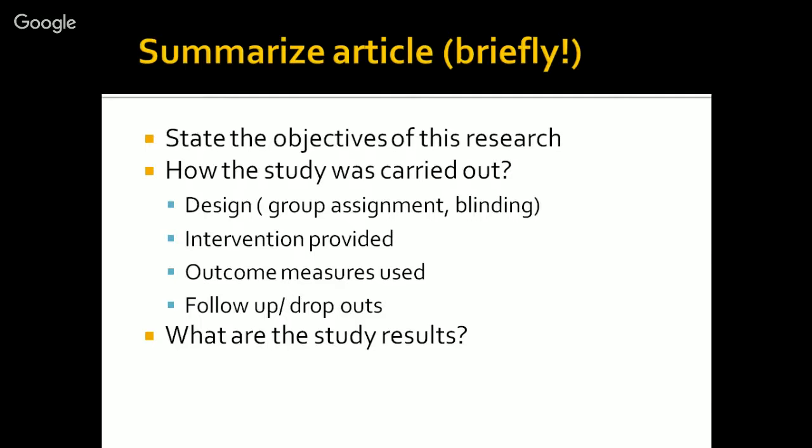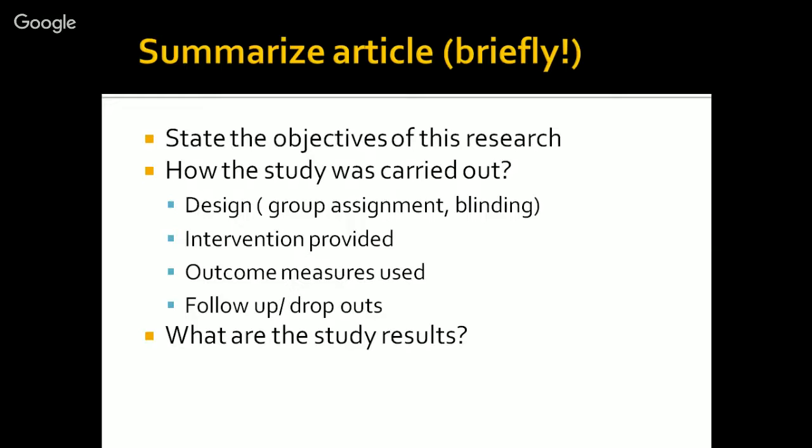Then the next part of the presentation is where you summarize the article you have selected. Here it should be a brief summary of the article, because presenting an entire article would be time consuming, and it may not be necessary to present the entire article. So here I have put down the information that you want to include in your summary. First thing, state the objective of this research. That is, why the investigators carried out this research, what question they had in their mind.